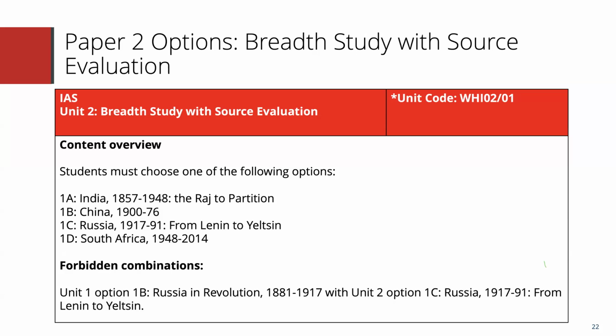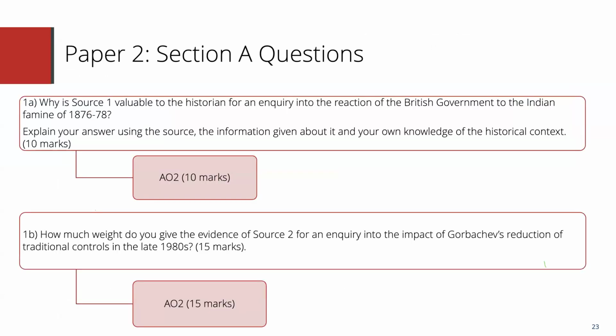Okay, so question 1A and 1B I've got on the screen for you now. These are compulsory. AO2, fully looking at sources. So why is source 1 valuable to the historian for an inquiry into the reaction of the British government to the Indian famine of 1876-78? And then 1B, how much weight do you give the evidence of source 2 for an inquiry into the impact of Gorbachev's reduction of traditional controls in the late 1980s?